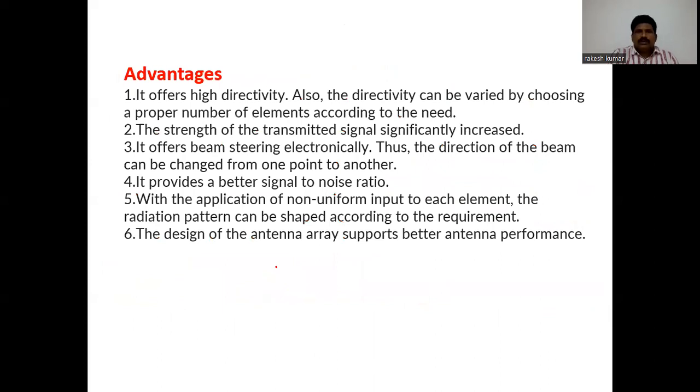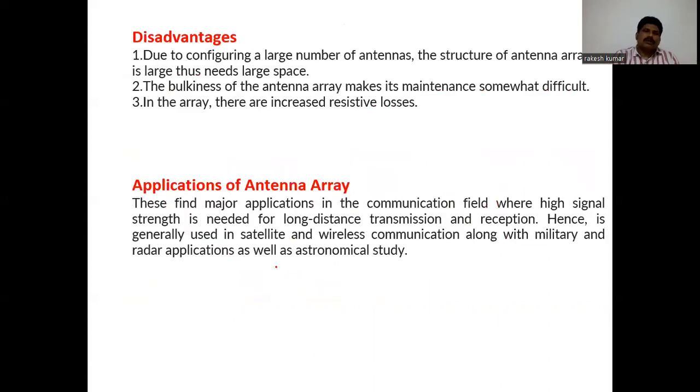So these are the advantages. It offers high directivity. The main advantage of the antenna array is that it provides high directivity, the field strength will be more, and there is less signal to noise ratio. The design of the antenna supports the antenna parameters. Coming to the disadvantages, due to the large number of antennas, the structure of the antenna array is large, so it needs large space. The bulkiness of the antenna array makes maintenance somewhat difficult, and since so many antennas are there, resistive losses will be there.